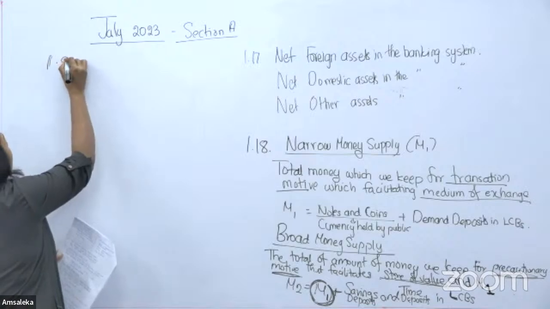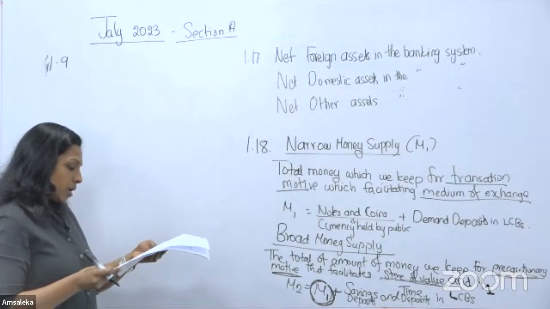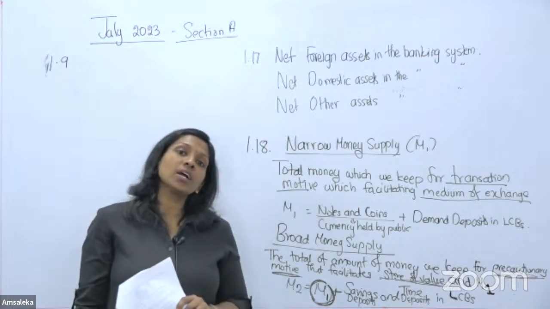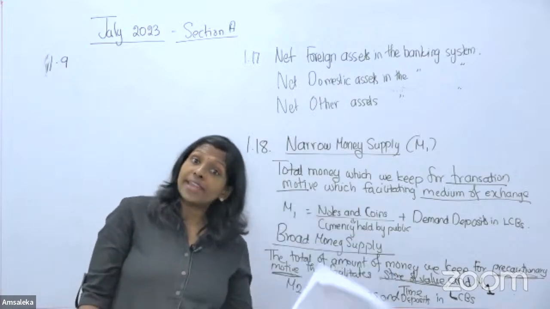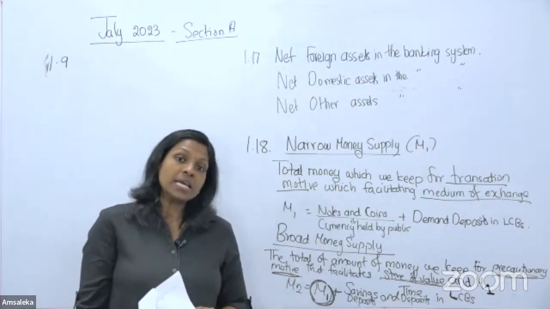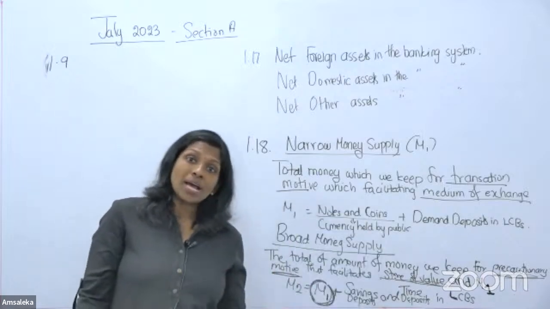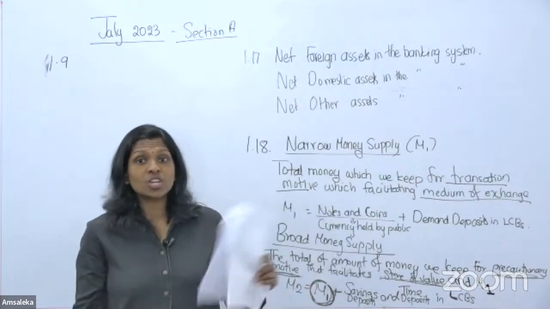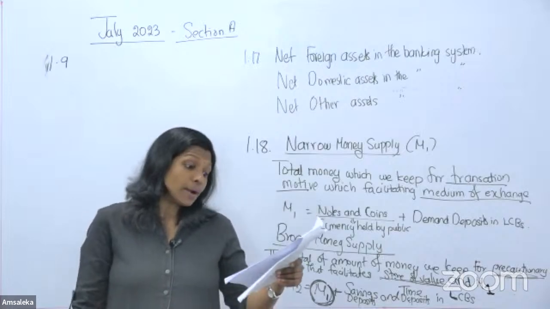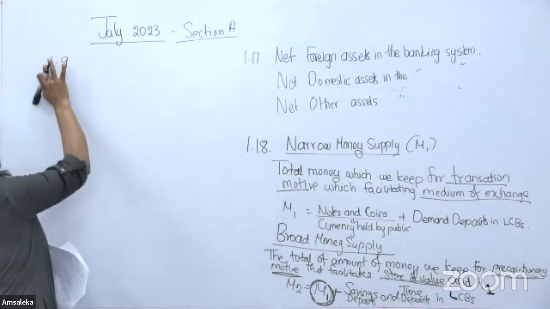So 1.19. What are the determinants of price elasticity of demand? Please read the question carefully. Determinants of demand and determinants of price elasticity of demand are different. If they ask determinants of demand, you say price of the concerned good, price of the related good, consumer income, taste, advertisement, cultural factor, climate factor. But this is about price elasticity of demand, so the factors are different.